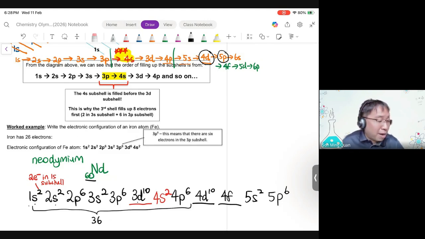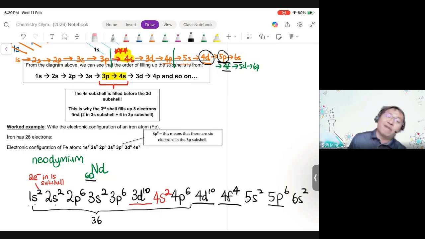So now I'm at 5p already. What's next? Is it 4f? No, it's not. After 5p is 6s. 6s2. And finally, after 6s, then I come back to 4f. So now can someone tell me how many electrons should I put on 4f? Answer, please. How many electrons are in 4f? 4, yes. So when you add up the number, must add back to 60, okay? So indeed, neodymium is 4f4.